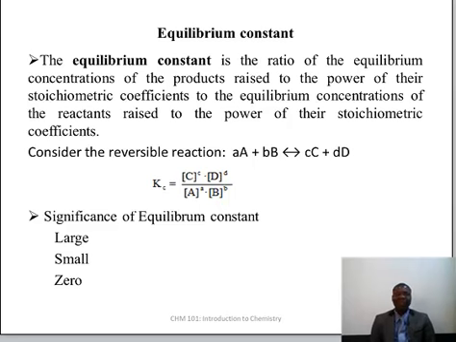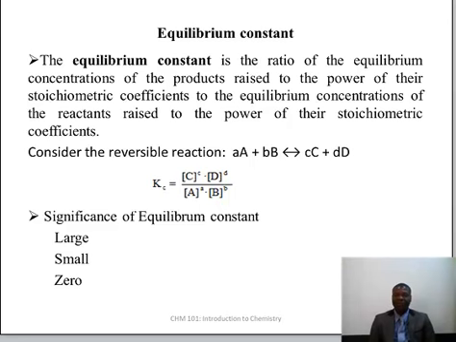What is the significance of this equilibrium constant? The equilibrium constant can be large, it can be small, it can be zero. When K is large, the equilibrium favors the reaction to the right, and there are more products than reactants. When the equilibrium constant is small, the equilibrium favors the reaction to the left, and there are more reactants than products. But when the equilibrium constant is equal to 0, the reaction may be considered not to occur.